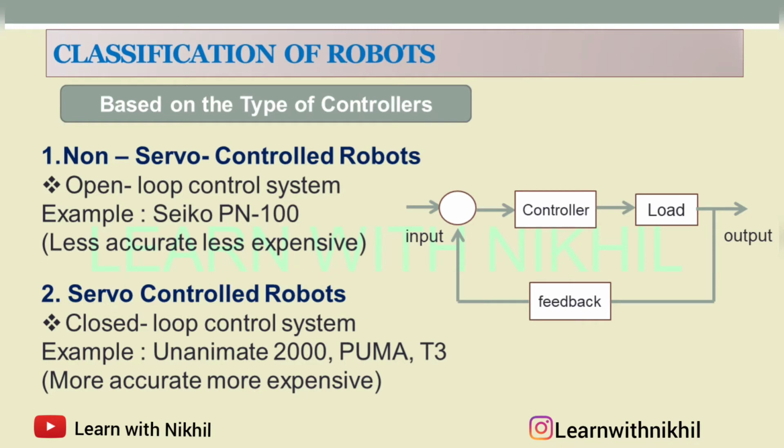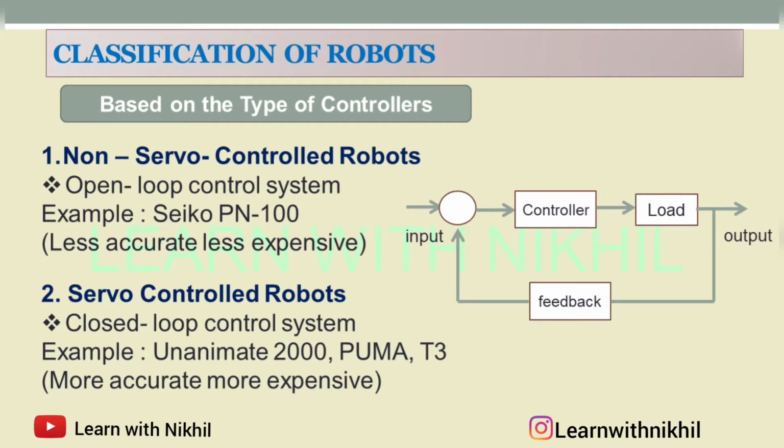So here you have servo controlled robot. It is a closed loop system, as it gives the feedback. Examples of this are Unimate 2000 and Puma T3. They are more accurate because it gives the feedback, and whatever errors are there it rectifies, and it works in a loop system, and it is also much more expensive.